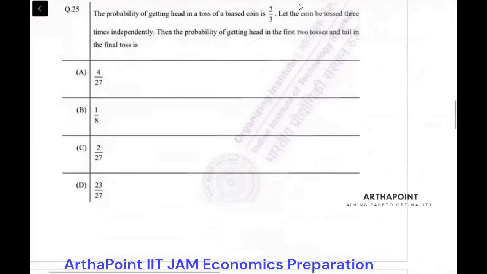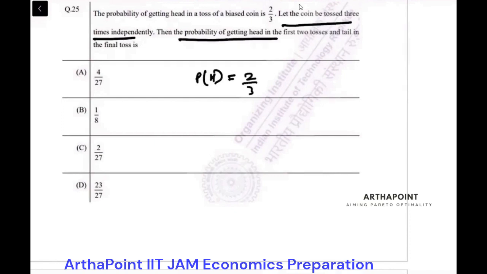Question. See how easy questions have been asked in case of probability. Very, very simple questions have been asked. The probability of getting head in a toss is 2/3. Let the coin be tossed 3 times independently, then the probability of getting head in the first 2 tosses and tail in the final toss is.